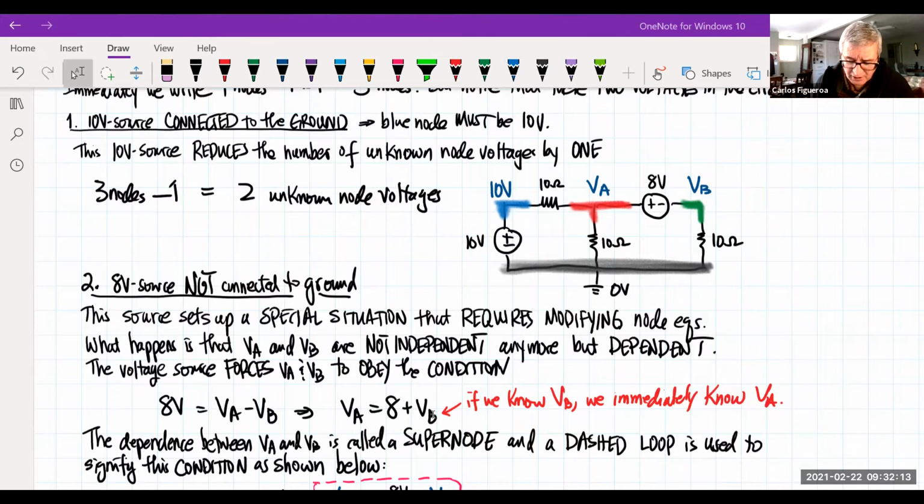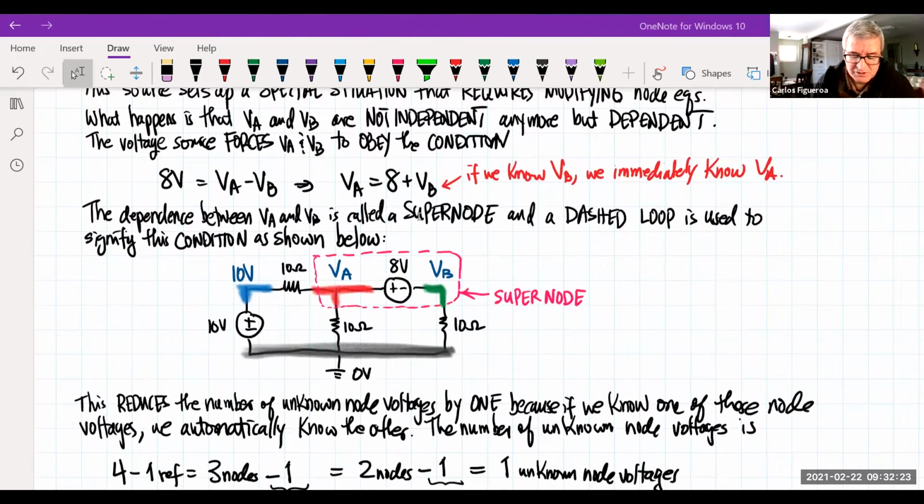So in other words, I really don't have 2 independent variables. I only have 1 dependent variable. And so this special situation is called a supernode. The way we identify the dependence between VA and VB is we draw a dashed loop. And that would be one thing right here. So that node cannot be considered a node for A and a node for B. It's now a supernode, which fixes A and B.